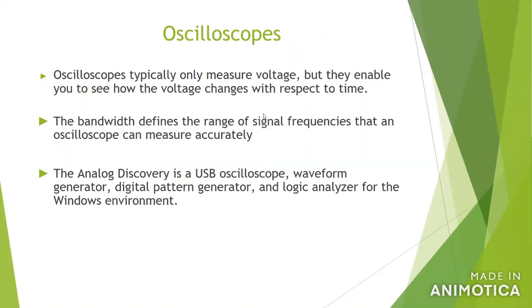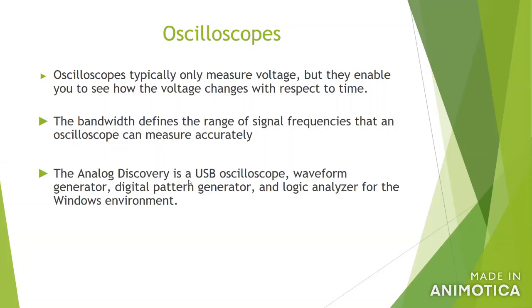Another very important device for analyzing circuits is called the oscilloscope. The oscilloscope is very important in circuit analysis. Typically it only measures voltage, but it enables you to see how the voltage changes. It shows the voltage change over time.